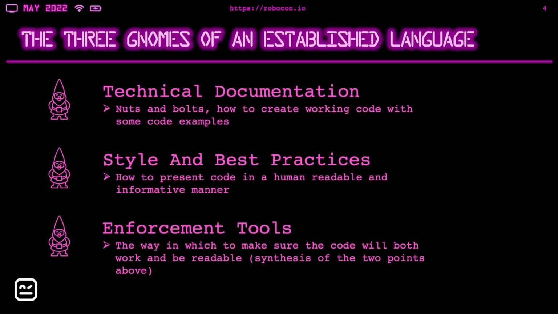The second gnome, style and best practices. Certainly, this is where the style guide lives. But also there's the training, there's the articles, there's always the tribal knowledge of using the language. And finally, enforcement tools, linters, static code analysis, those pieces of the CI/CD puzzle that we all know and love.